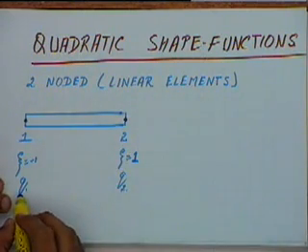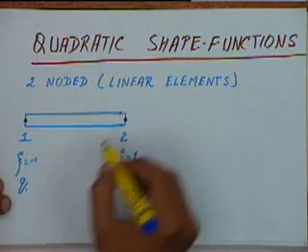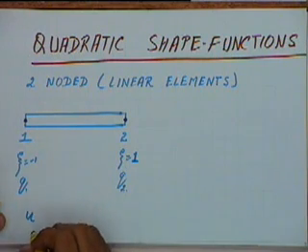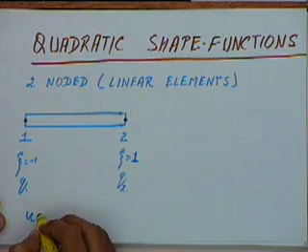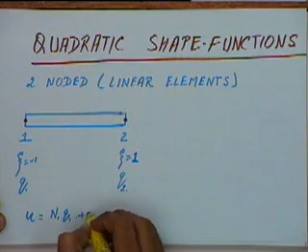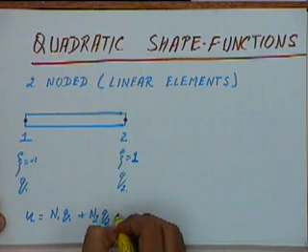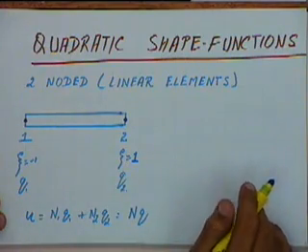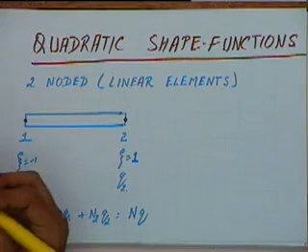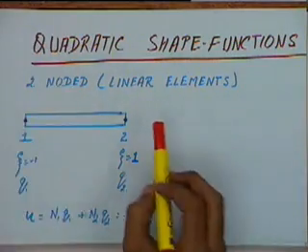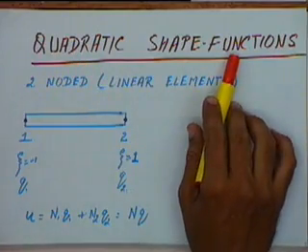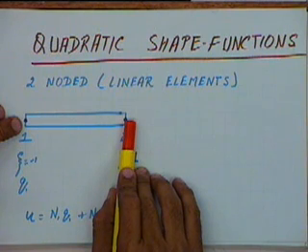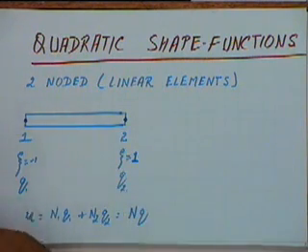Similarly, we decided that if the deformation here is q1, the deformation here is q2, then u, which is a deformation at any arbitrary point here, will be given by n1 q1 plus n2 q2, or it will be given by n times q, where n and q are matrices. This is what we had for a two noded element. When we talk of quadratic shape functions between 2 points, it is not possible to define a unique quadratic curve. So we will need a three noded element.